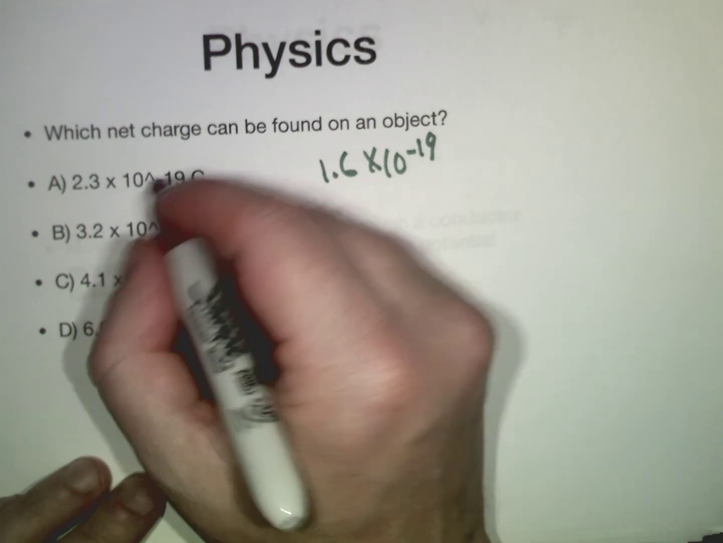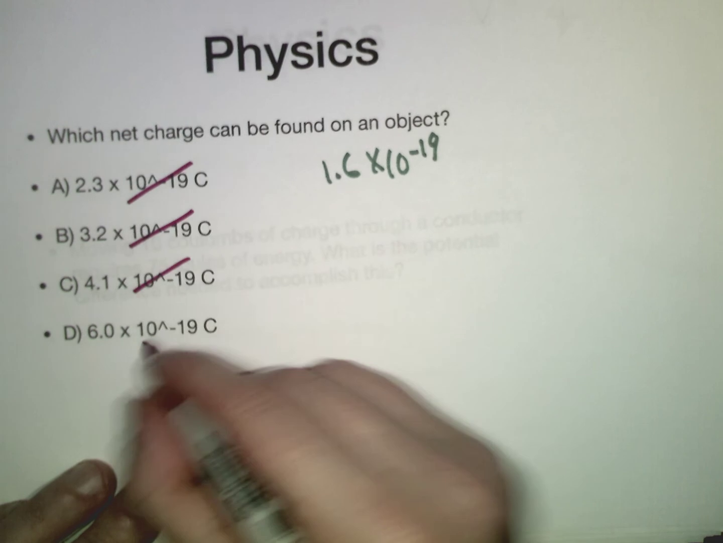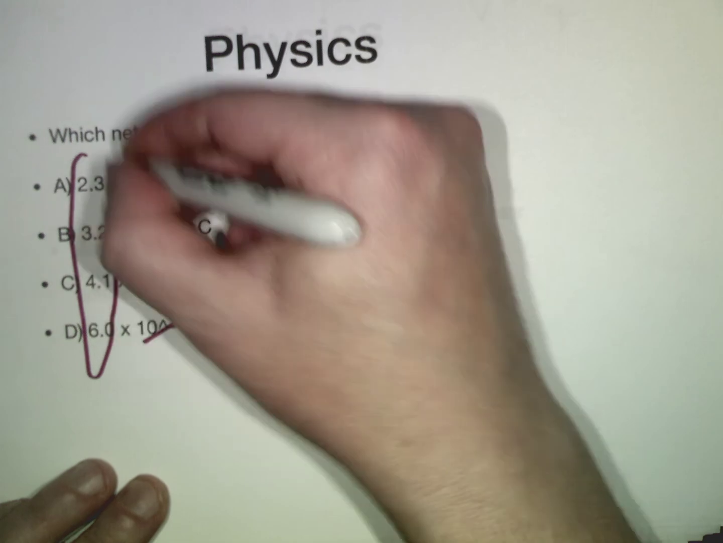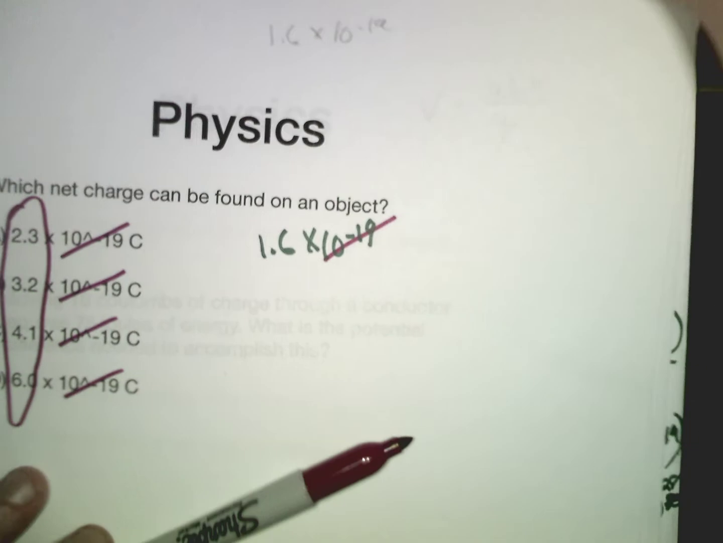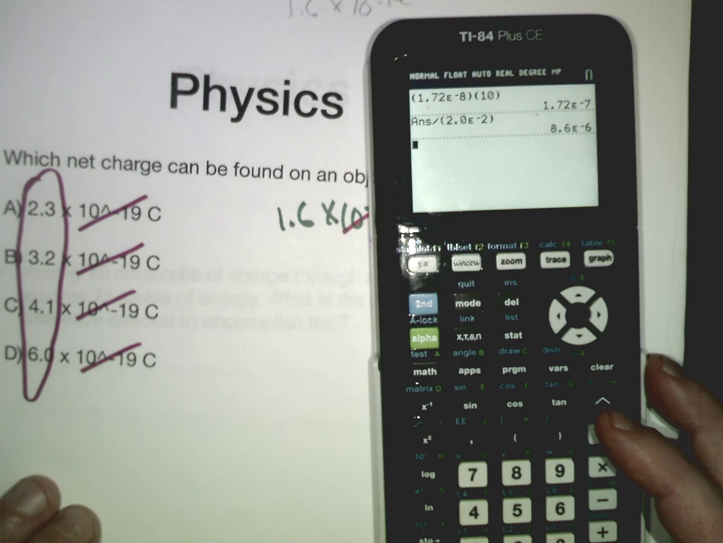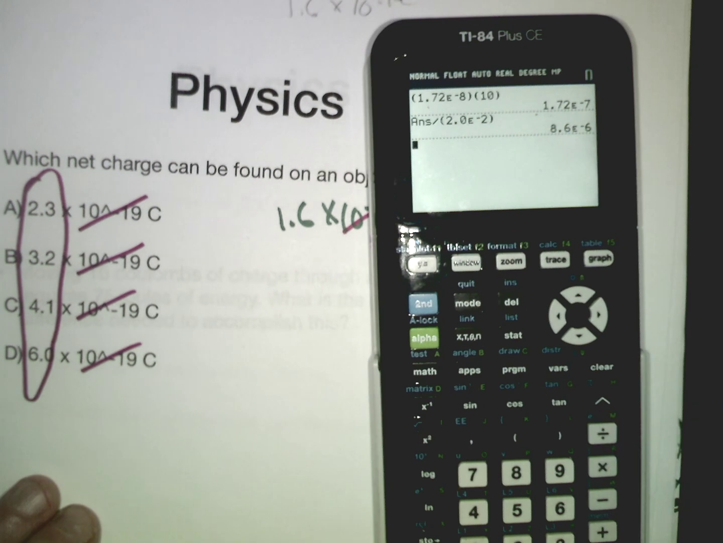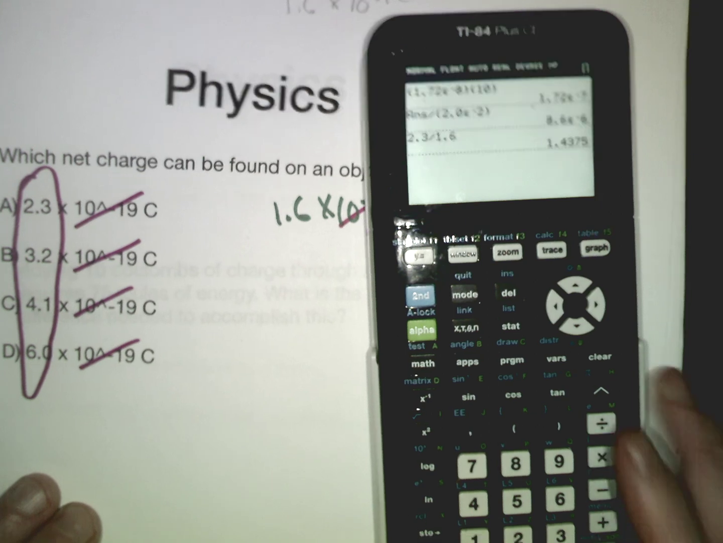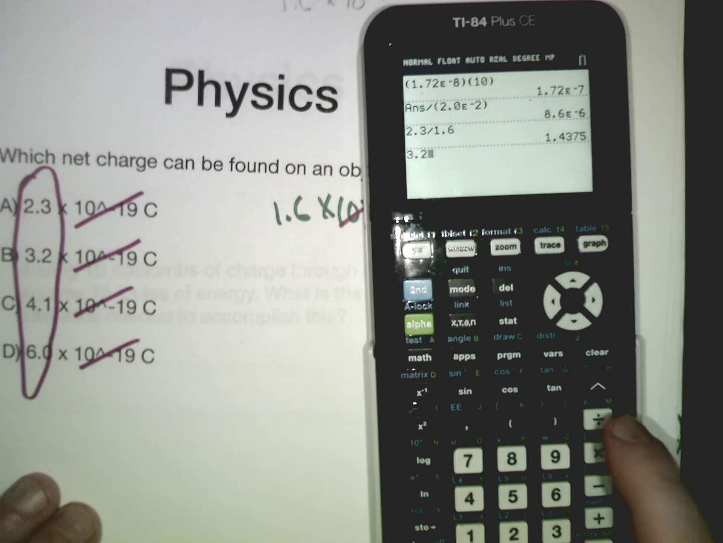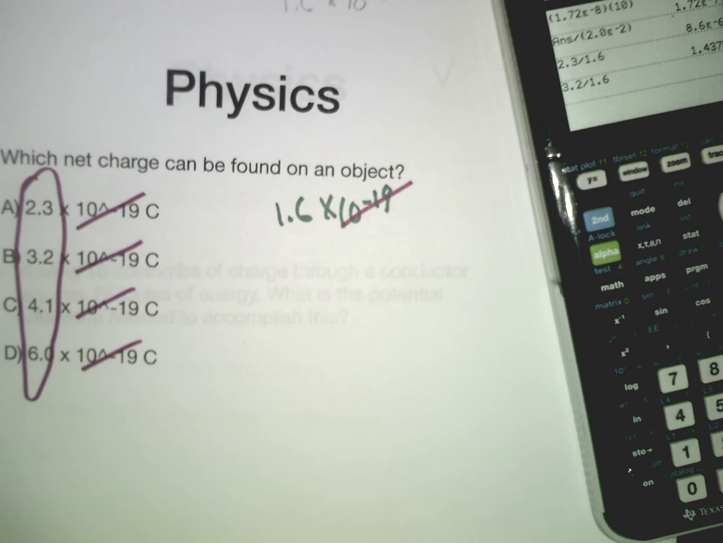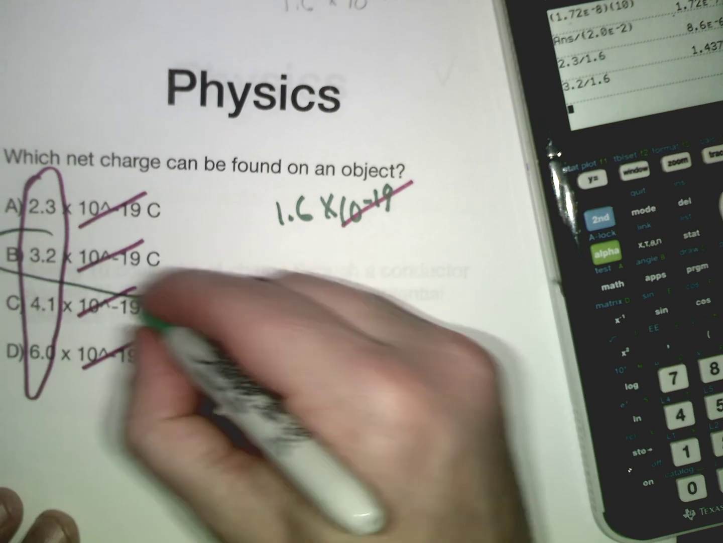Well, what I see here is that they all have 10 to the negative 19, so I'm going to ignore that on all of them. I'm going to just look at these numbers. I'm going to ask myself, okay, hopefully we all see this, which is a whole number multiple of 1.6? 2.3 divided by 1.6? Nope. 3.2 divided by 1.6. 2. That's our answer. This is the only possible real situation that can occur.